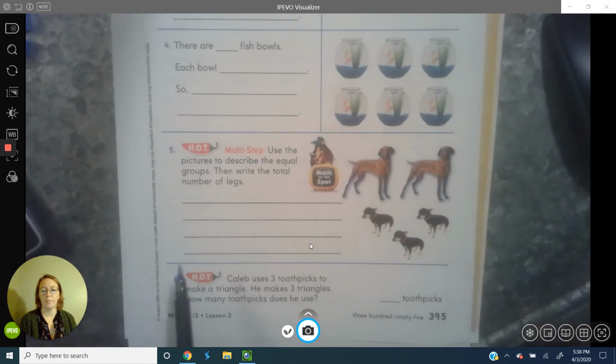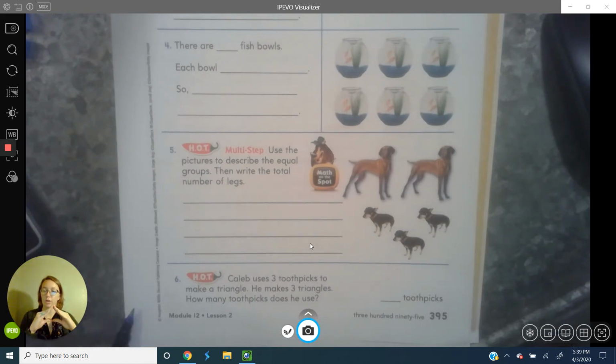Okay. Number 6. Caleb uses 3 toothpicks to make a triangle. He makes 3 triangles. How many toothpicks does he use? Okay, I would draw the triangle out. Draw your 3 triangles and the toothpicks used on each one and add them up. Okay, it's equal group adding.